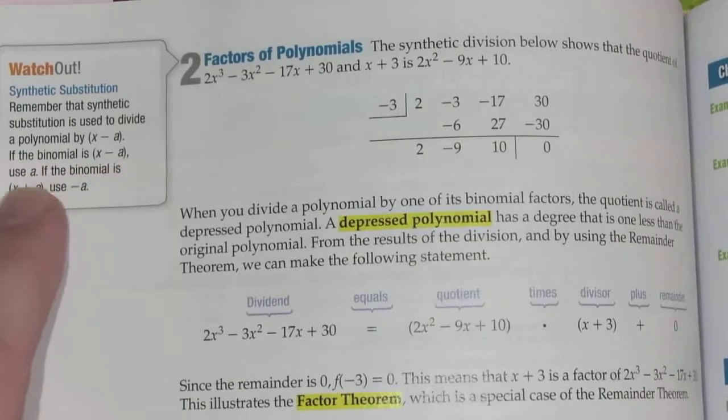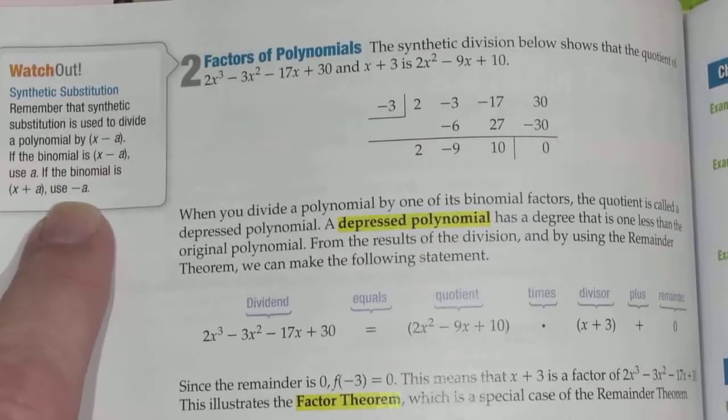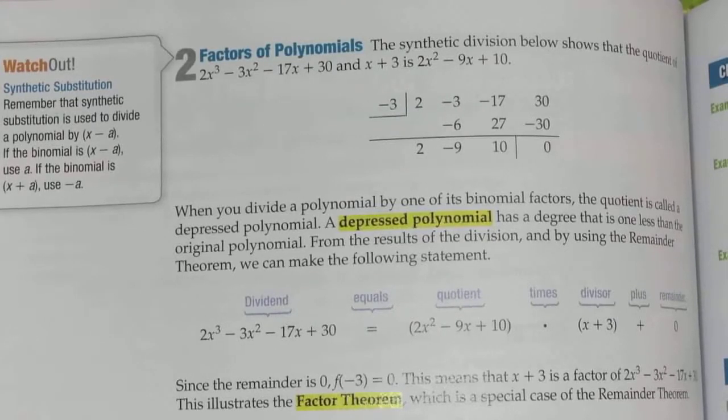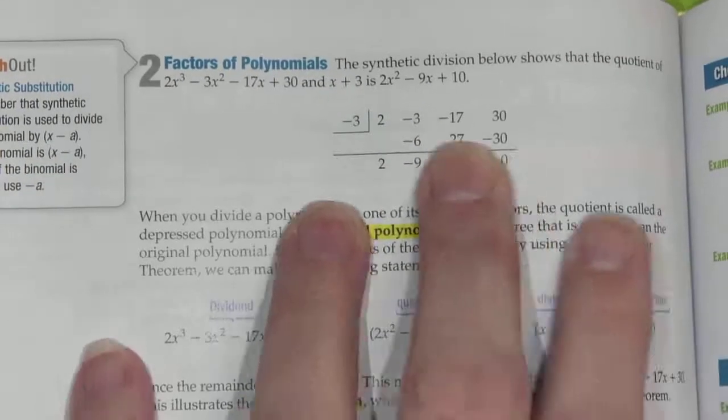is x minus a, use a. If the binomial is x plus a, use negative a. So basically, whatever is in the parentheses, you're using the opposite of whatever that is in there. Because it's like if you would set it equal to 0 and solve for it. What number would that be? Okay, all right, so here we go.